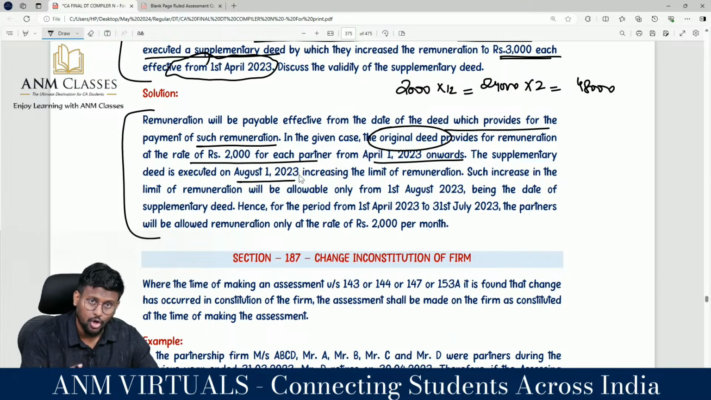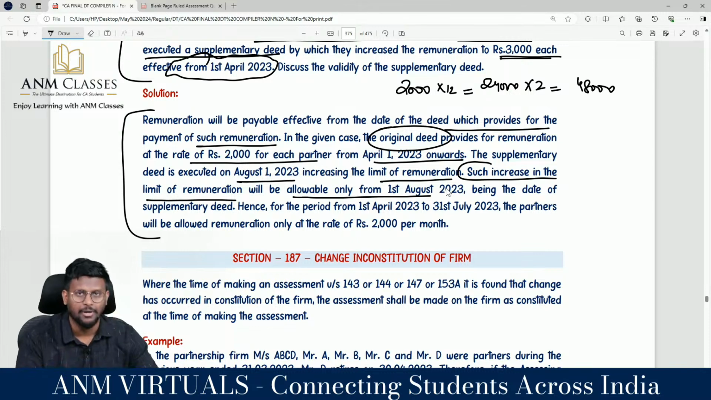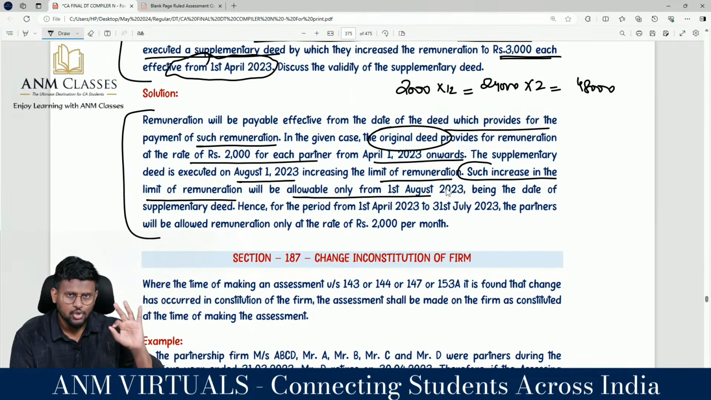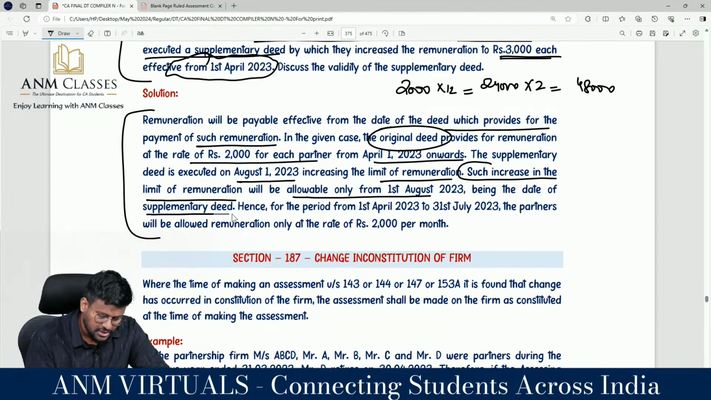Supplementary deed is executed on August 1, increasing the limit of remuneration. Such increase in the limit of remuneration will be applicable only from 1st April. That means by putting a partnership deed, you cannot do retrospective amendment. You can make only prospective amendment. So 3,000 is not allowed, only 2,000 is allowed, being the date of supplementary deed.